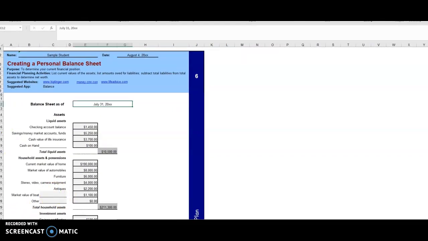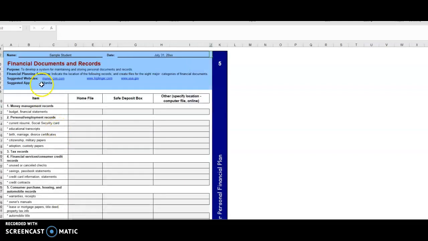The first sheet you see here is financial documents and records. This is not required, but it's a good idea to identify where the important financial documents and records that you have are located. Sometimes, since you don't use these on a regular basis, we forget where they're at. And when we really need them, then this is a record where we can go to find these documents and records.